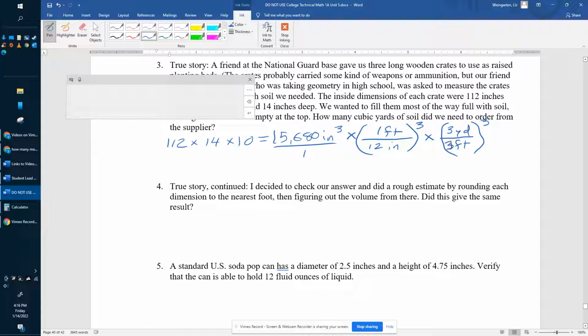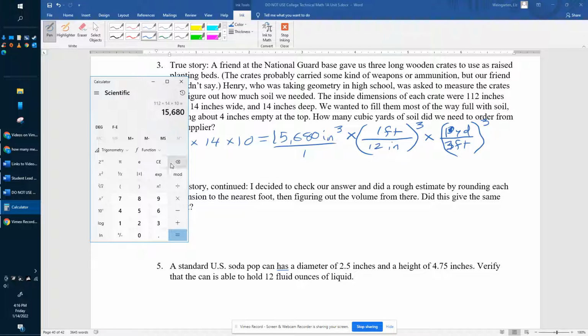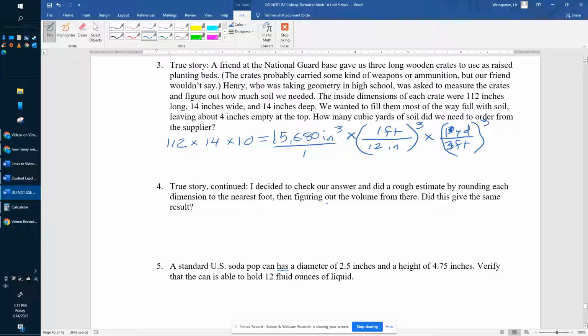Oh, there are 3 feet in 1 yard. I knew something was funky there. Beware the mistakes I make, you could make them too. So let's see here. That divided by, in parentheses, 12 cubed divided by 9, 1. 1 cubic yard of soil.